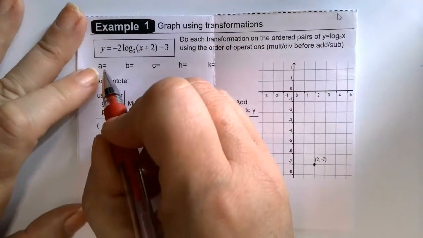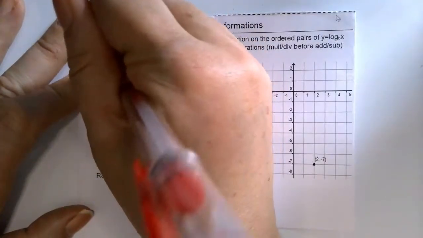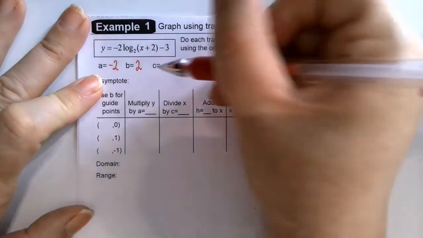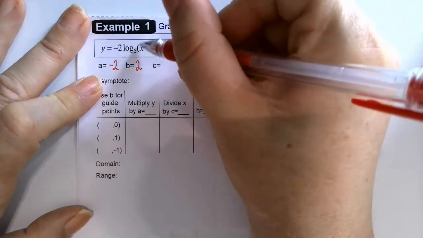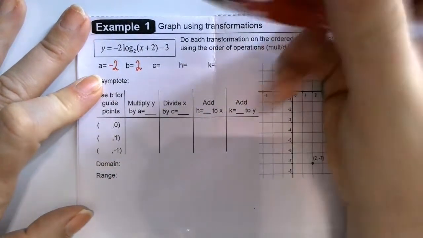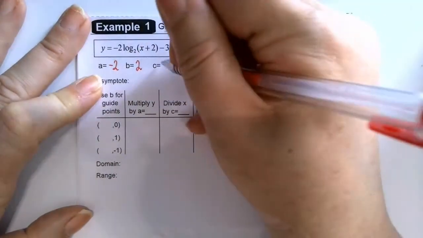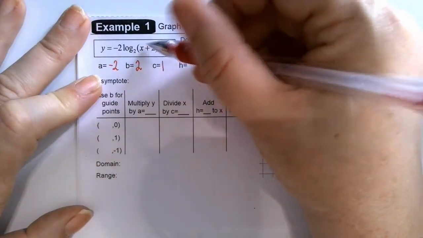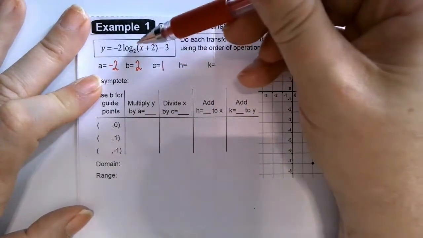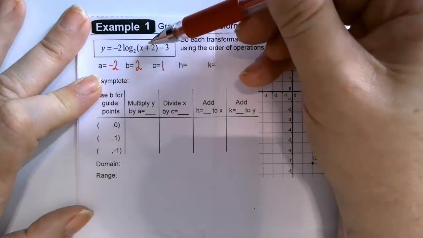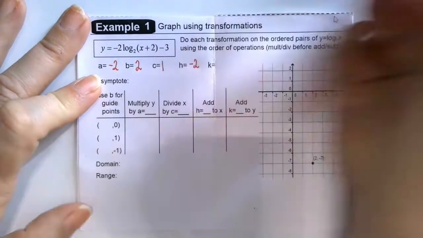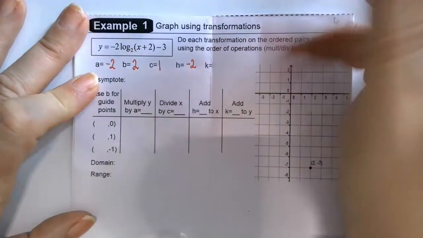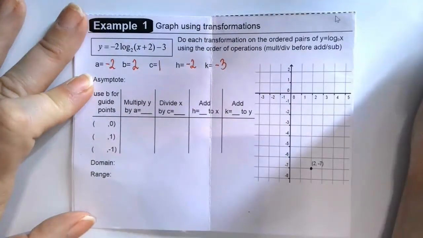So if we start by identifying the a, that's a -2. The b is the base of the log, that's a +2. The c is the coefficient on the x, and our x doesn't have a coefficient in front of it, so we remember that that's a 1. Then h is the opposite sign of what we see here. X minus -2 is x plus 2, so our h is a -2. We're going to the left. And then our k is the constant at the end, including the sign, so k is -3.